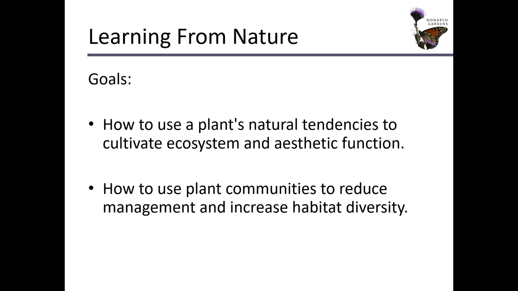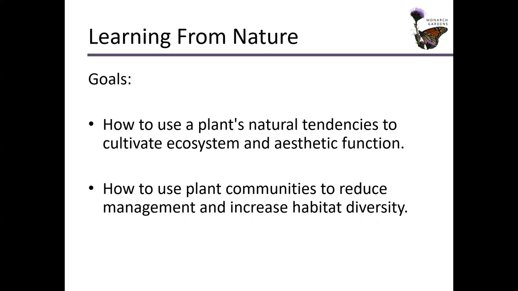So when we're learning from nature, we have a few goals. One of them is how to use a plant's natural tendencies to cultivate ecosystem and aesthetic function. Little blue stem, for example, with its fibrous roots, can self-sow somewhat aggressively when the soil is totally open and bare. So it's wonderful for site stabilization and soil erosion control.